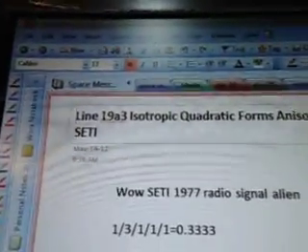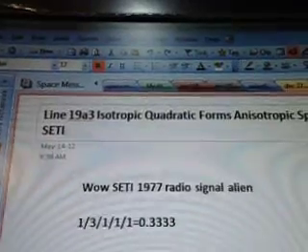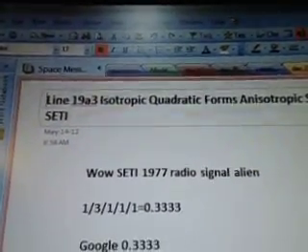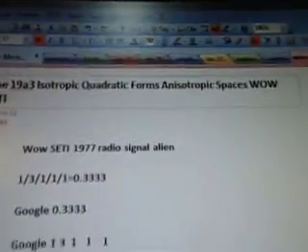So this is part 223. It's line 19a3: Isotropic quadratic form, anisotropic spaces. Wow, SETI. Okay.